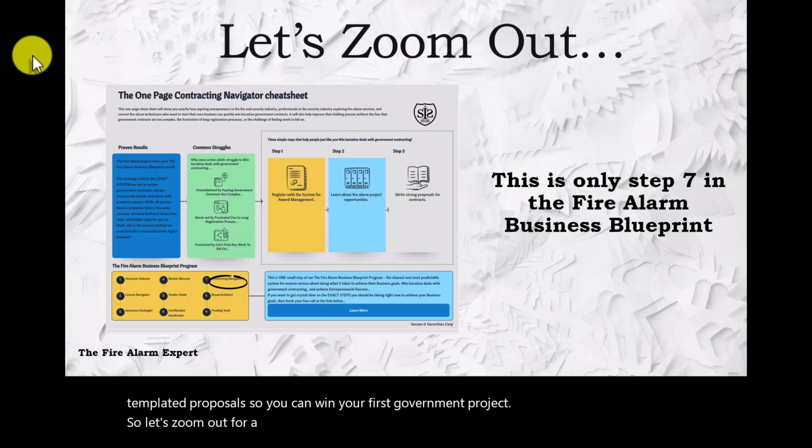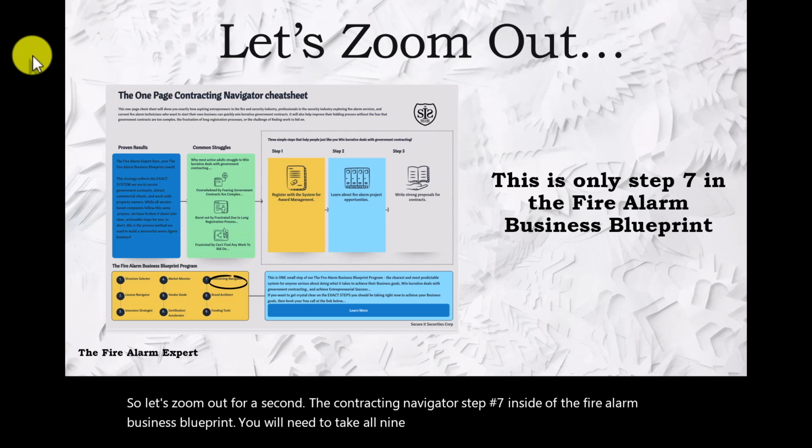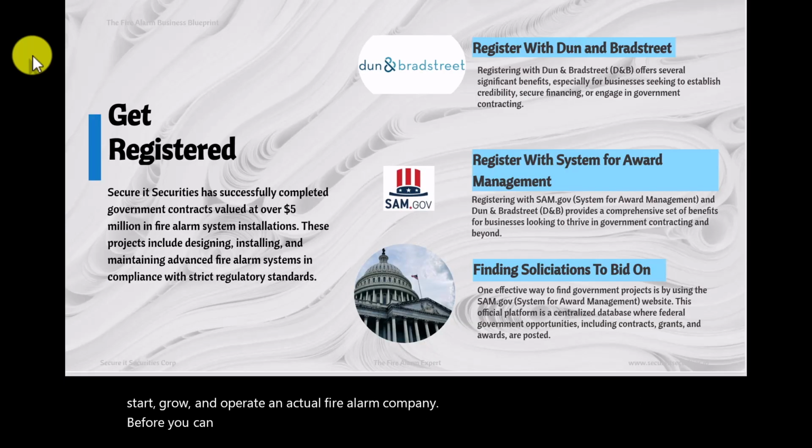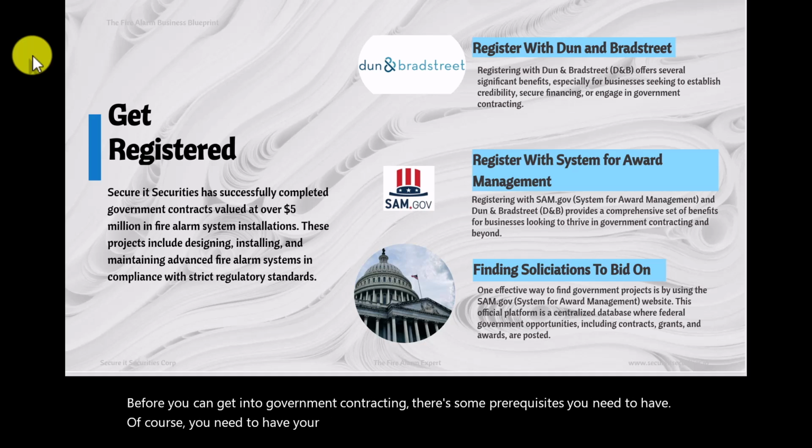So let's zoom out for a second. The Contracting Navigator is step number 7 inside of the Fire Alarm Business Blueprint. You will need to take all 9 steps to thoroughly understand how to start, grow, and operate an actual fire alarm company. Before you can get into government contracting, there are some prerequisites you need to have. Of course, you need to have your business formed, you need to have your EIN, you need to have insurance, and if you're going to be doing fire alarm, you're going to need your fire alarm license.